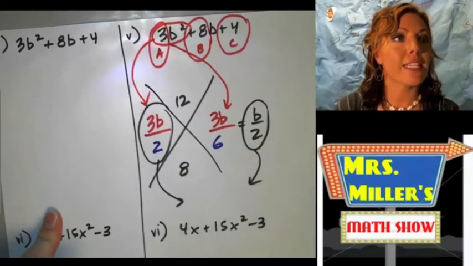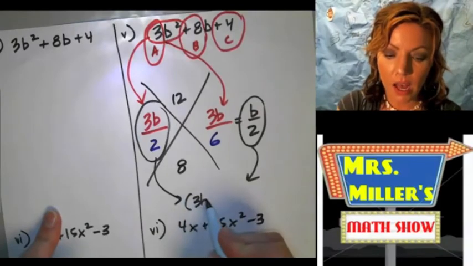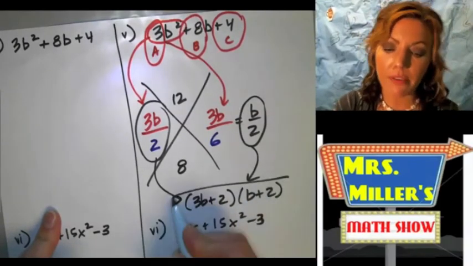So what are our two factors in the end? Who can tell me what the final answer is? Shuggy. 3b plus 2. All right, excellent. Everybody give it up for Shuggy.